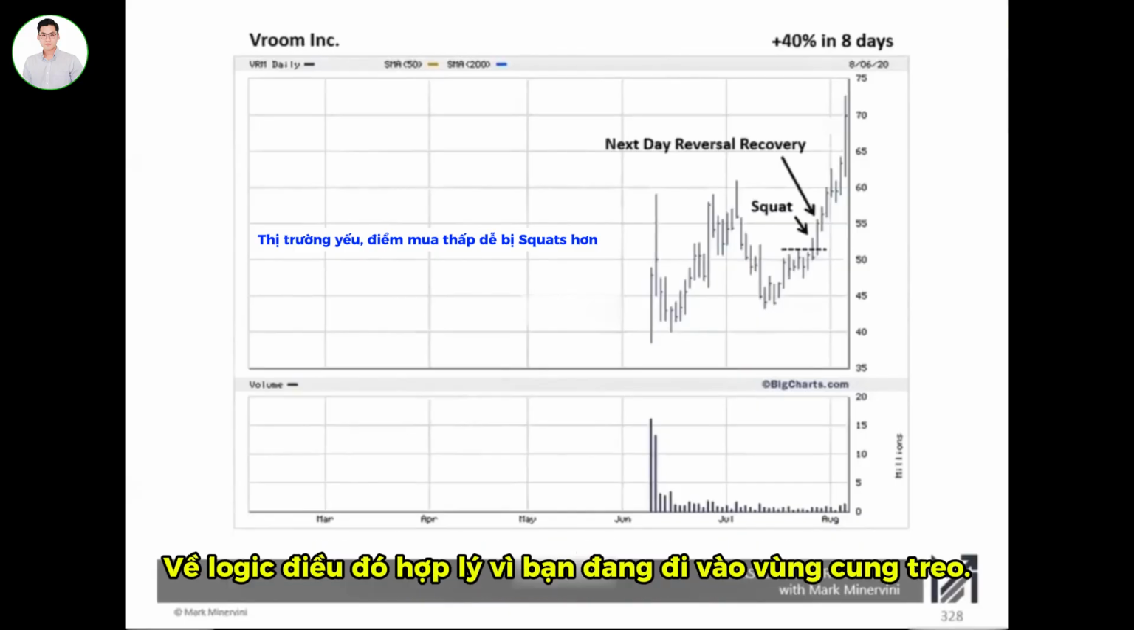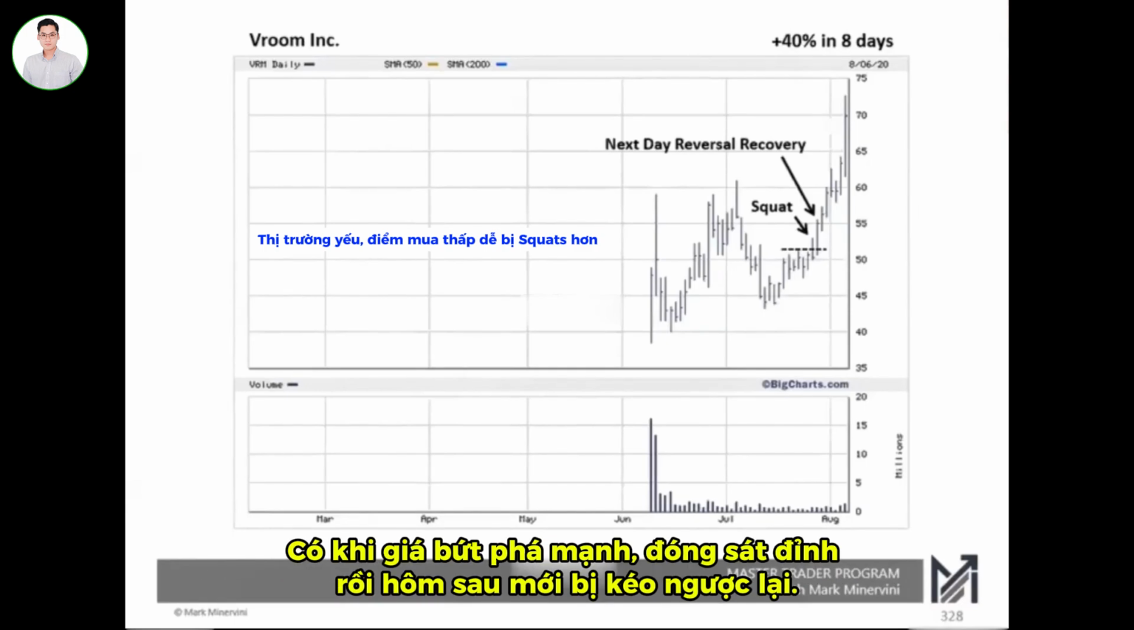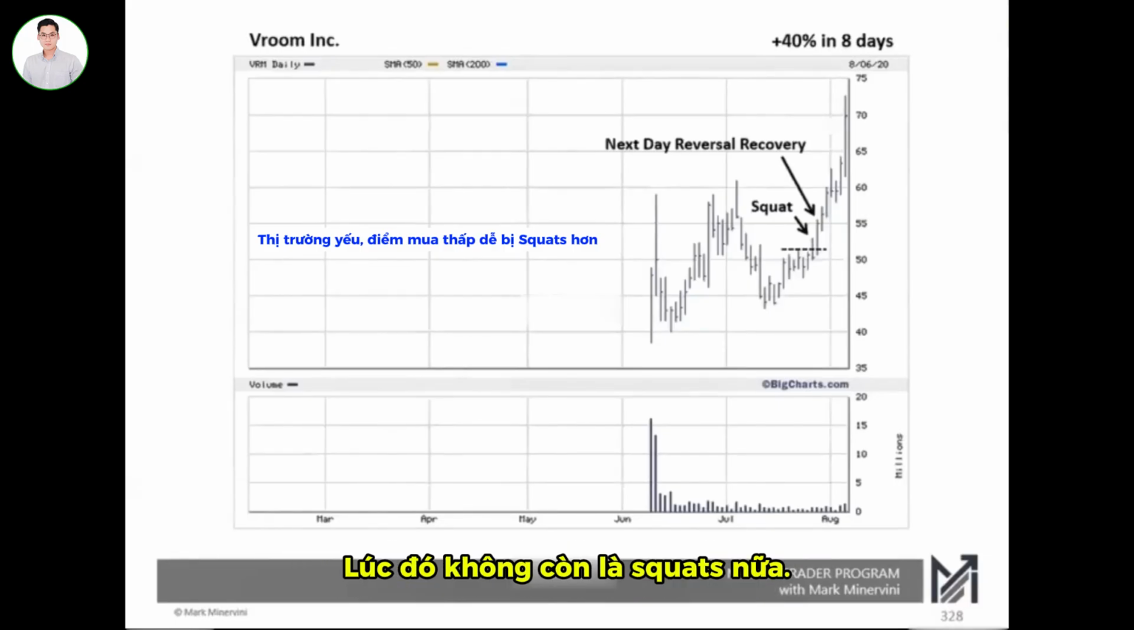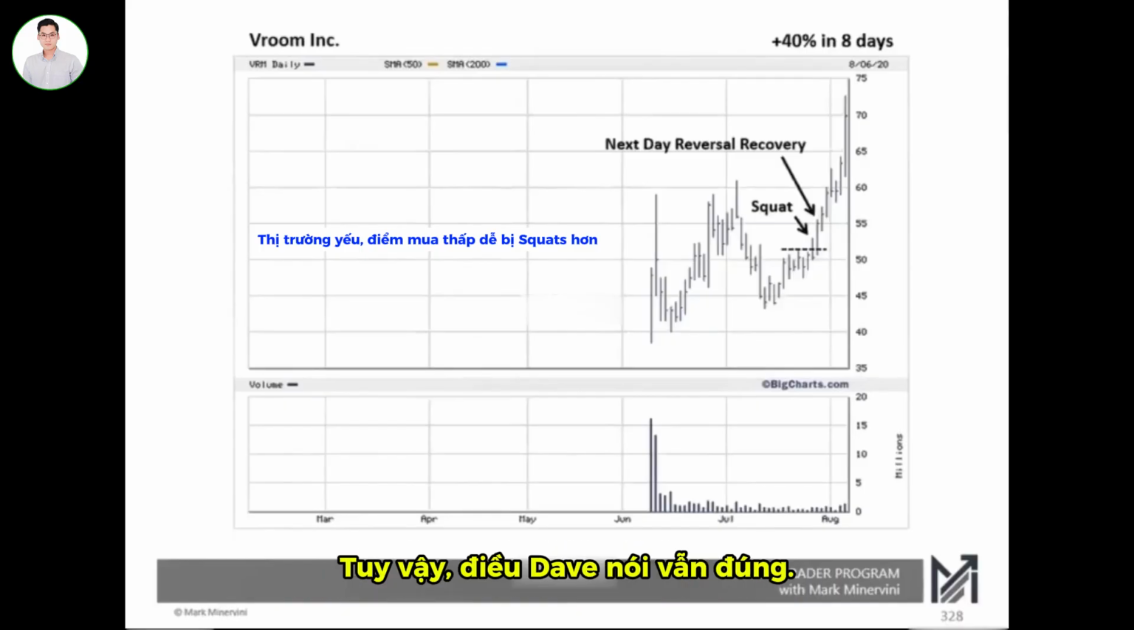It makes logical sense, though, that you're going into supply. But it doesn't necessarily have to manifest itself as a squat. You might even break out and be up that day at the high, and then the next day you come back in. That's not technically a squat. A squat is when day one breaks out and then closes down in the range. So there's a lot of ways it can manifest itself. But I would say what Dave is saying is absolutely correct.